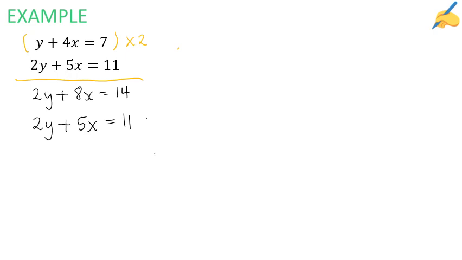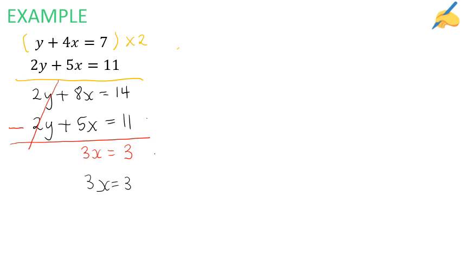All right, so now I need to decide if I'm going to add or subtract the equations in order to eliminate my matching pair. If I add the equations, it won't be eliminated. So I'll subtract. 2y minus 2y cancels out. 8x minus 5x, 3x. 14 minus 11 is 3. So I have 3x equals 3.